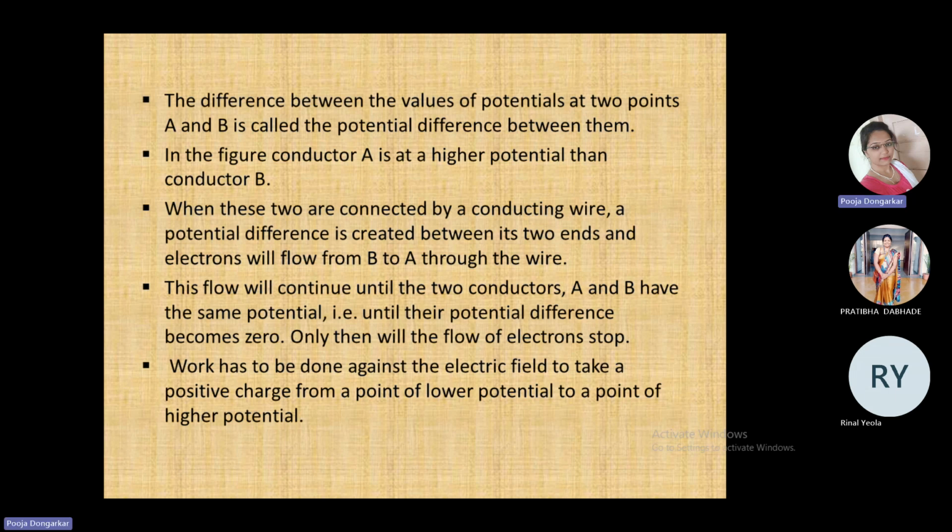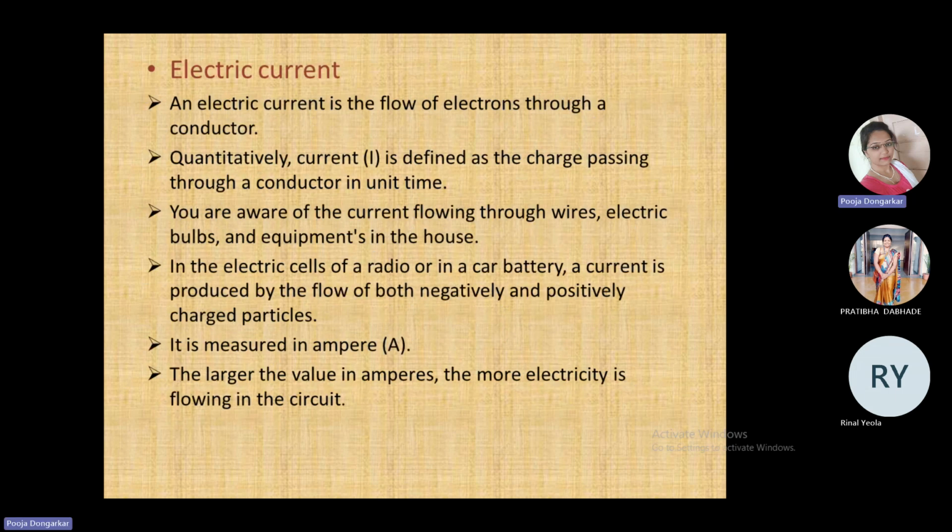Work has to be done against the electric field to take a positive charge from a point of lower potential to a point of higher potential. This is the difference. Now, what is electricity? Electric current is the flow of electrons through a conductor. What type of conductor do you know? Wire, copper wire, metal wires. These are the conductors, right? Can anyone tell me the conductors you have known?